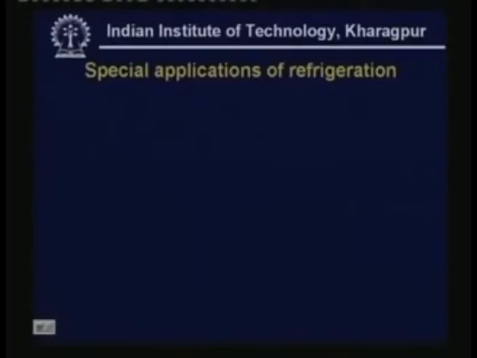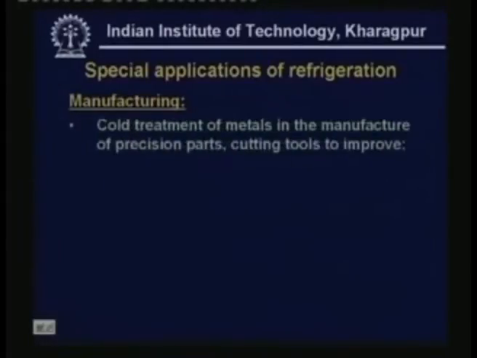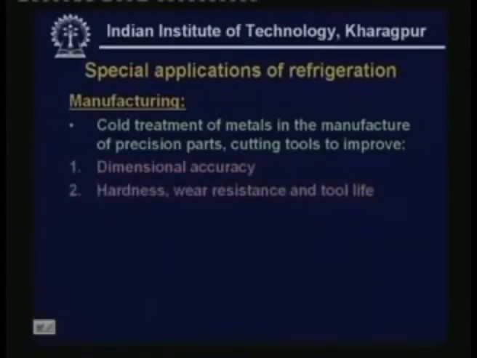And let's look at some of the special applications of refrigeration. Refrigeration is required in manufacturing, because cold treatment of metals, precision parts and cutting tools is carried out to improve the dimensional accuracy of the precision parts and to improve the hardness, wear resistance and tool life of various materials and tools. So this is one of the very important applications of refrigeration in manufacturing.